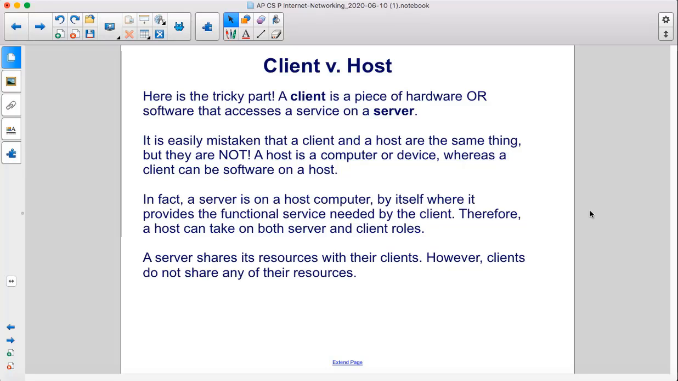In fact, a server is on a host computer by itself where it provides the functional service needed by the client. Therefore, a host can take on both server and client roles. A server shares its resources with their clients. However, clients do not share any of their resources.